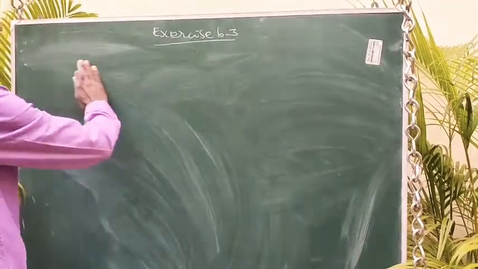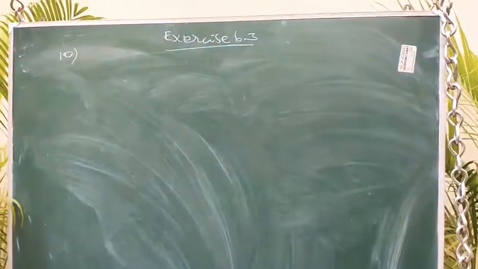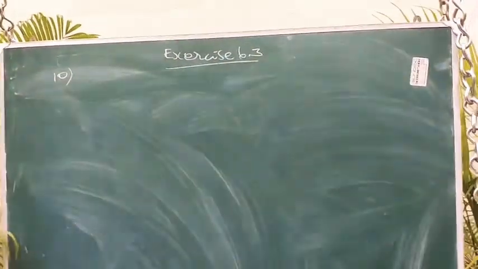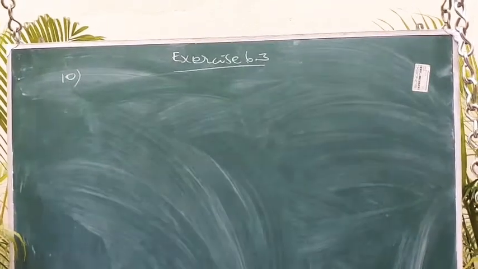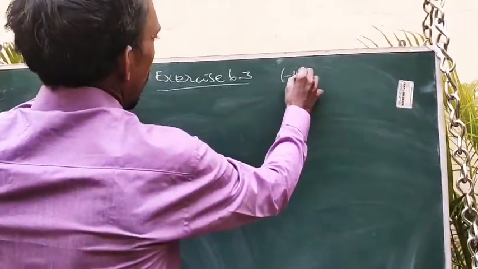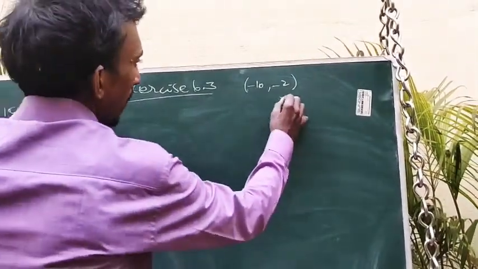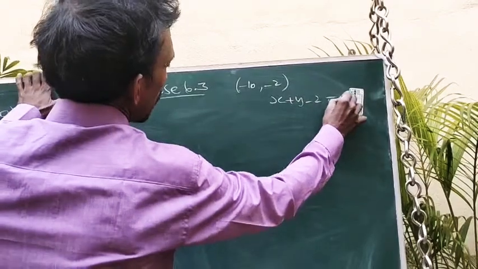So question number 10 in exercise 6.3. The question is, find the length of the perpendicular and the coordinates of the foot of the perpendicular from the point minus 10 comma minus 2 to the line x plus y minus 2 equal to 0.